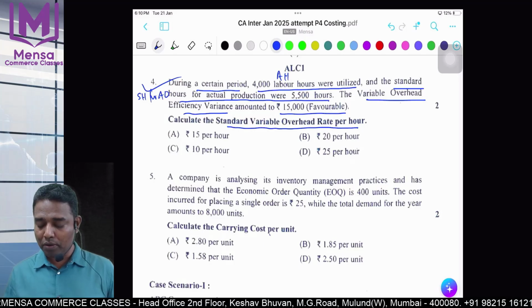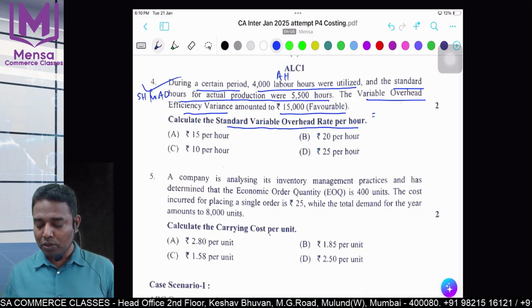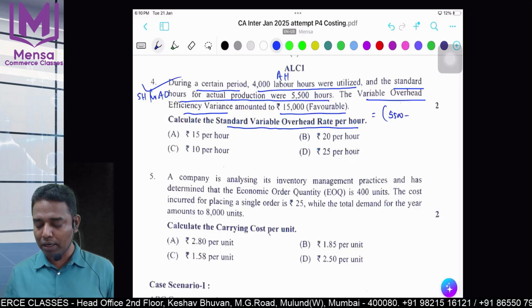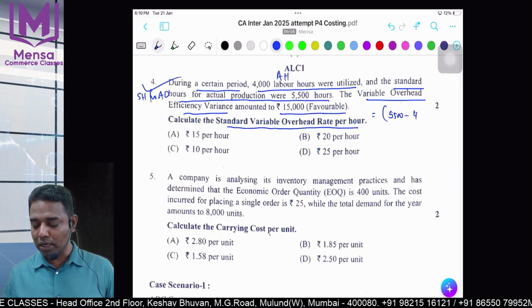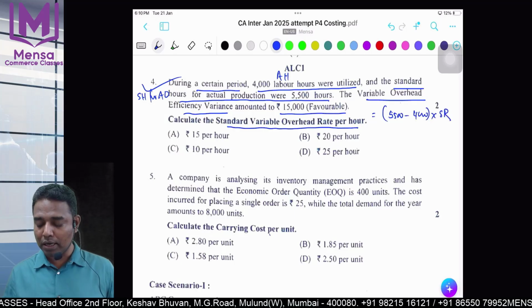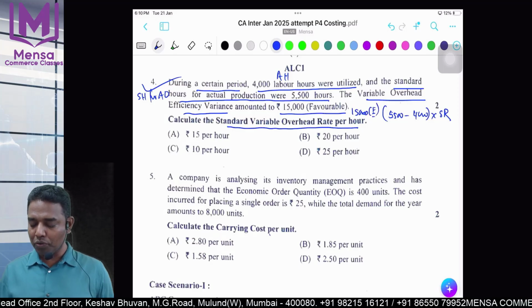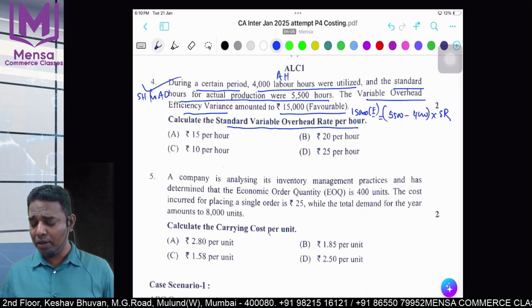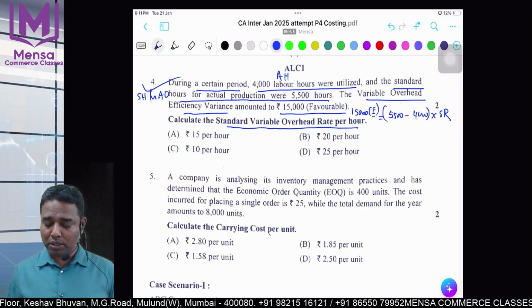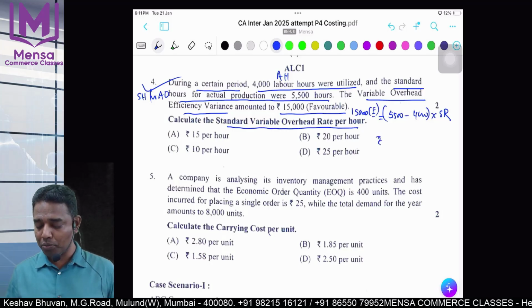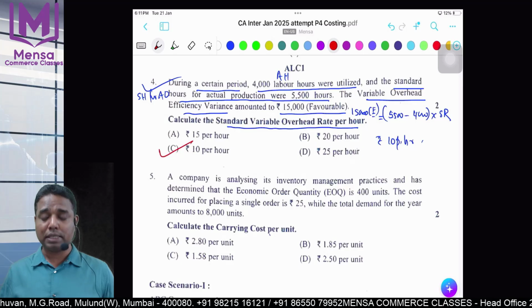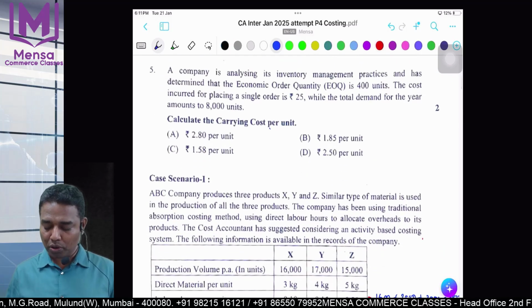So how do you find out the variable overhead efficiency variance? You take the standard hours for actual output, which is 5,500, minus the actual hours, that is 4,000, into the standard rate, and here the variance is given as 15,000 favorable. So 15,000 favorable is equal to 5,500 minus 4,000 into the standard rate. If you do the calculation, that should come to rupees 10 per hour. That should be your option number C. Straightforward question. Let's move on to the next one.